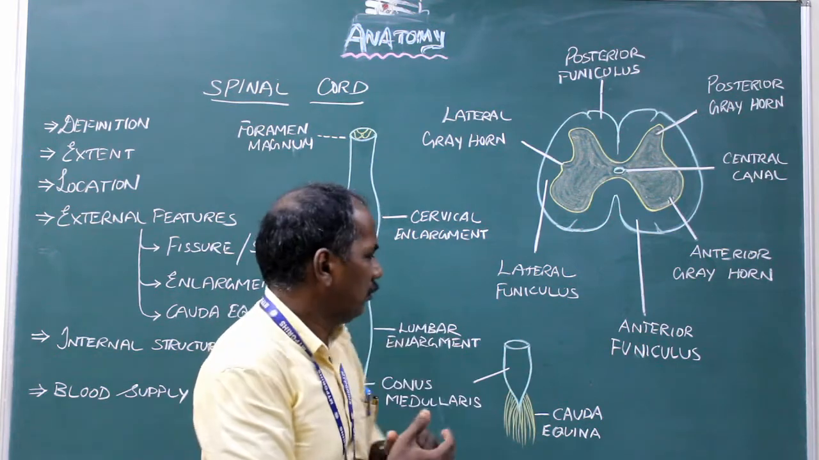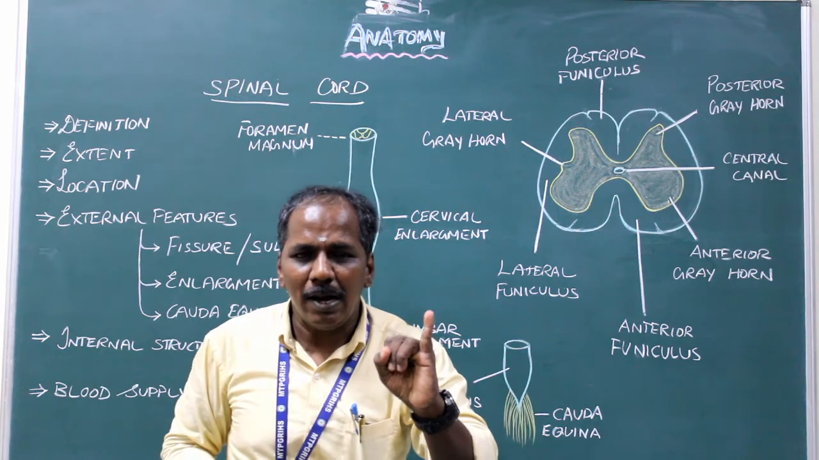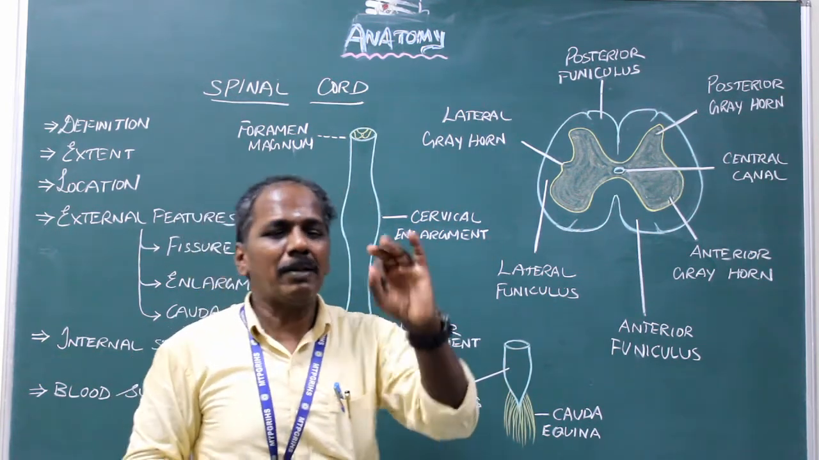Blood supply. The spinal cord is supplied by anterior spinal artery, posterior spinal arteries, and segmental arteries.